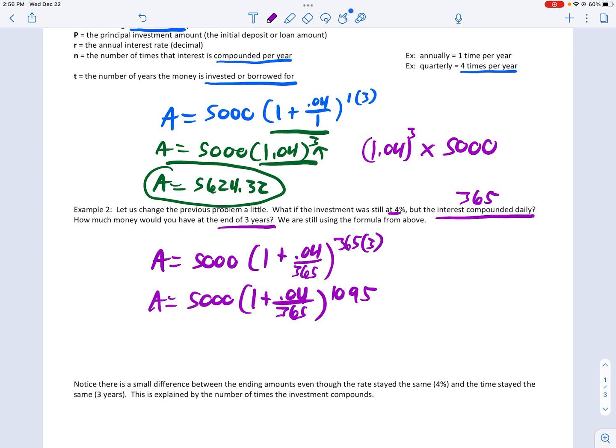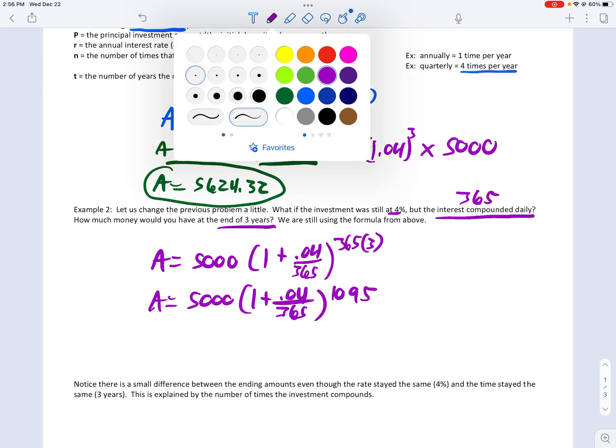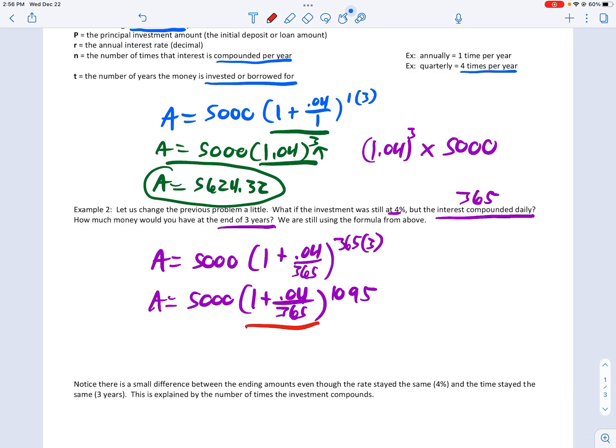So now on my scientific calculator, I would first add 1 plus 0.04 divided by 365. Then raise that to the 1,095 power, and then times it by 5,000. So you do what's in the parentheses first, raise it to the 1,095 power, times it by 5,000. And if you do it correctly, you should be getting $5,637.45.